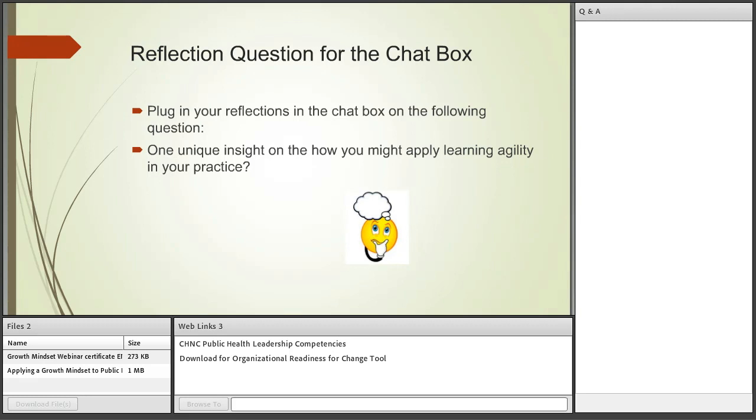I'm sure you've had experience, like we all grow and learn throughout our career journey. You might be thinking about experiences where you might apply learning agility in your practice. So please type one unique insight on how you might apply learning agility in your practice. Sorry, the question on the PowerPoint has a bit of a typo. The second bullet, one unique insight on how, shouldn't say "on how".